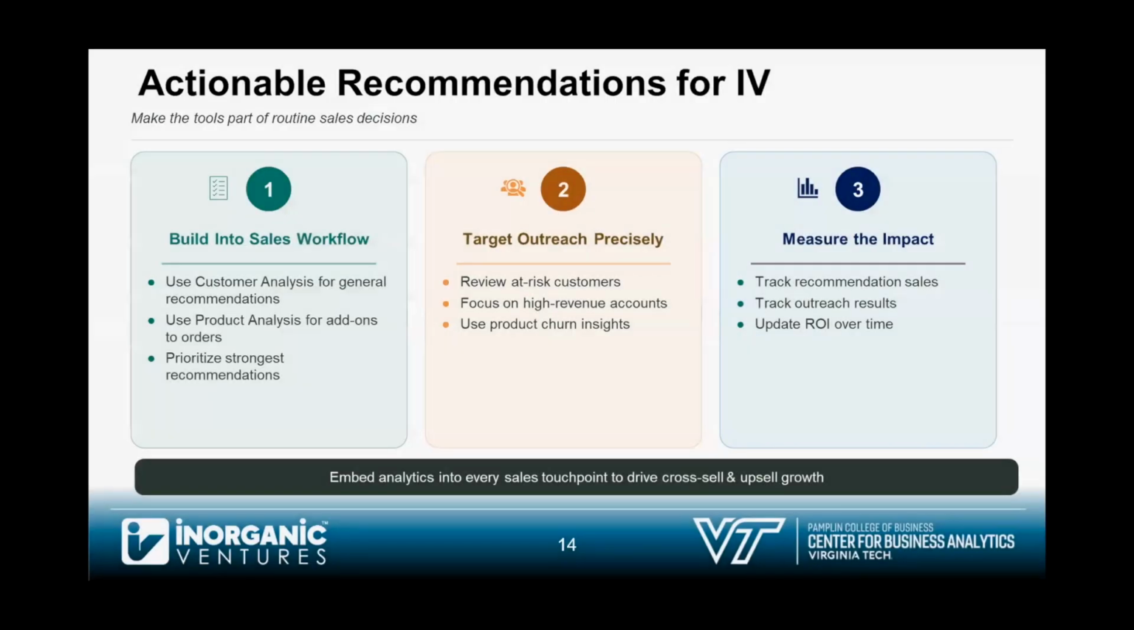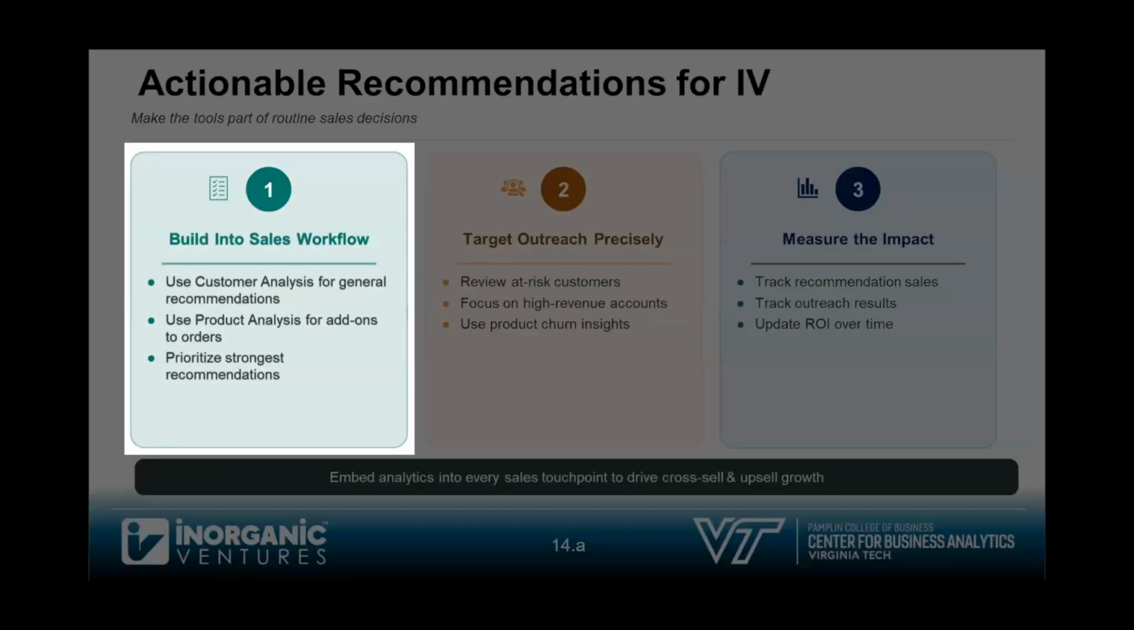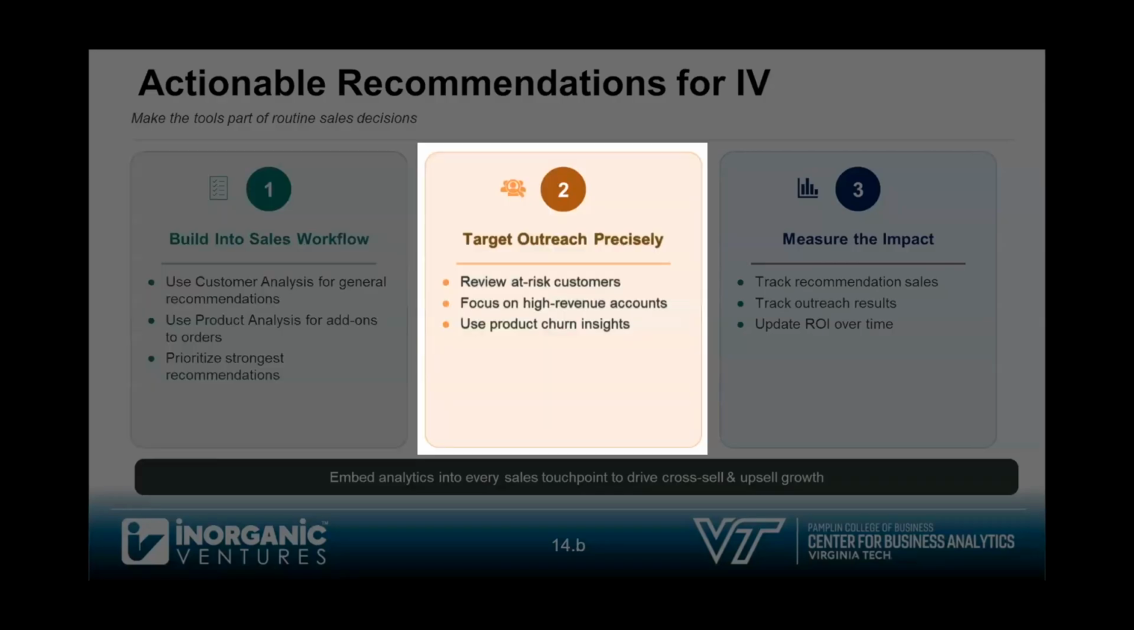In terms of recommendations for these deliverables, first is recommended to use the market basket analysis application to make product recommendations to customers, with the customer analysis for general recommendations and the product analysis for add-ons to orders. Next, we suggest targeting outreach with the churn deliverables, focusing on customers who provide high average annual revenue, but are also at high risk or have recently churned.